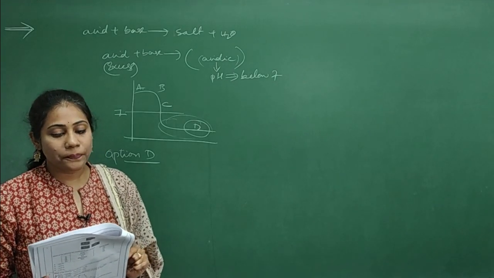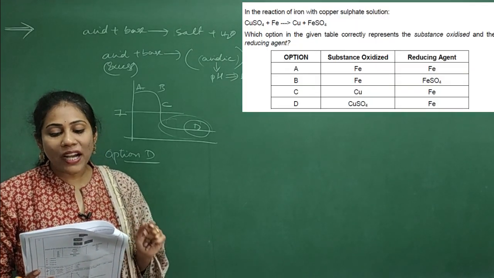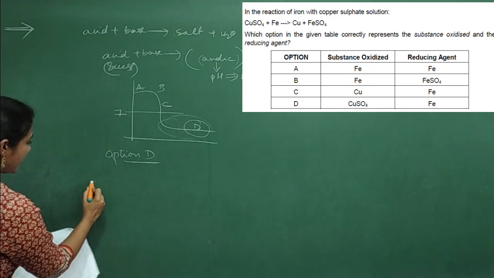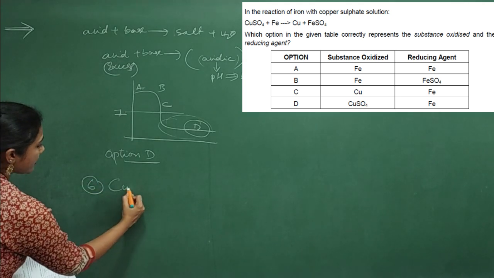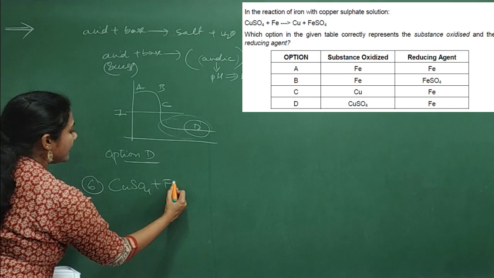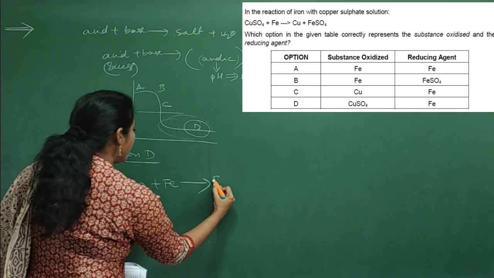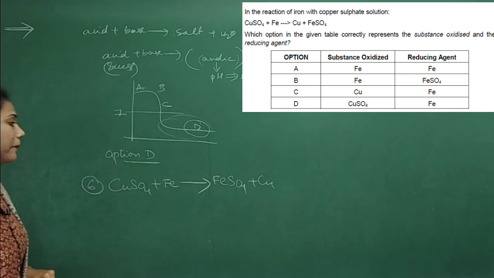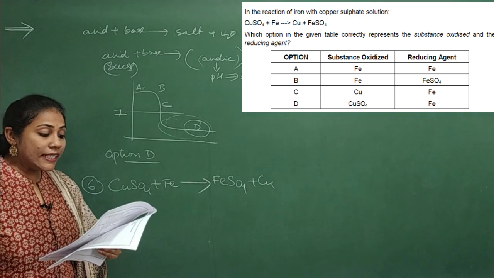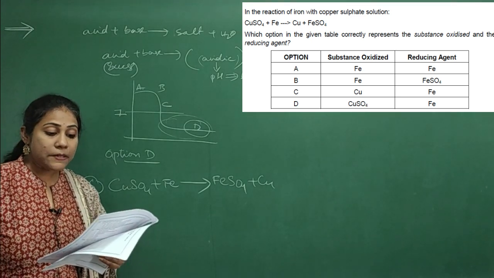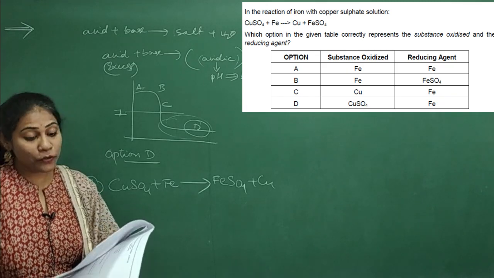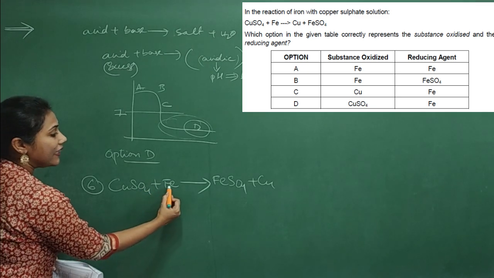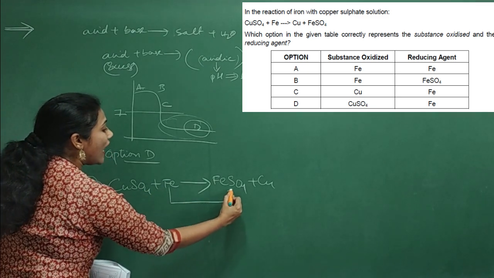Coming to the sixth question. In the reaction of iron with copper sulfate solution, you have a reaction. This is question number 6. The reaction was given: copper sulfate plus iron when added, definitely you will get FeSO4 plus copper, right? Which option in the given table correctly represents the substance oxidized and the reducing agent? Can you tell me which is oxidized first? You see, iron changed into iron sulfate.